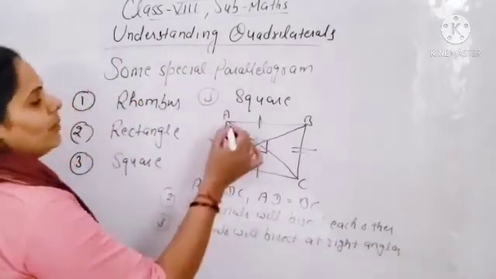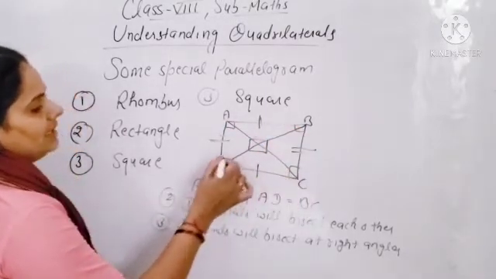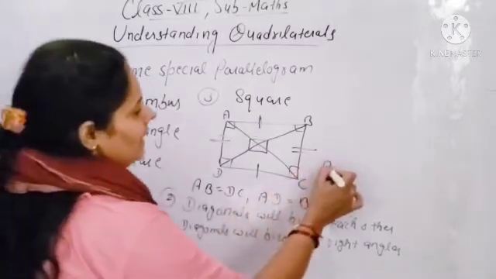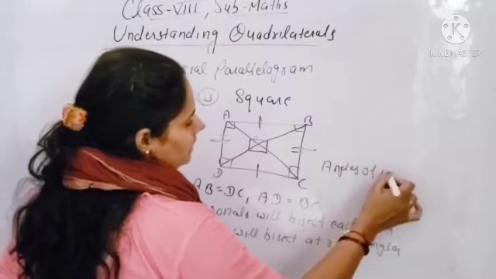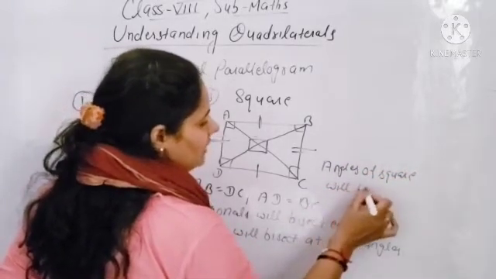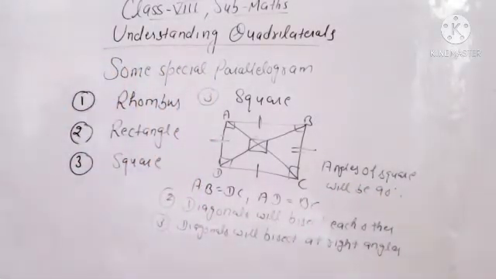Clear? And the fourth property is that all the angles of the square will also be 90 degrees, or right angles. Clear? So all these are the properties of a square.